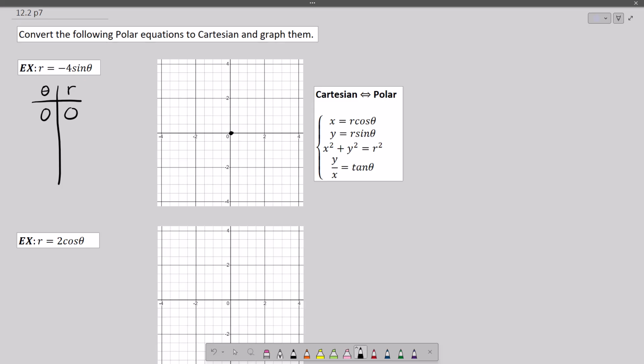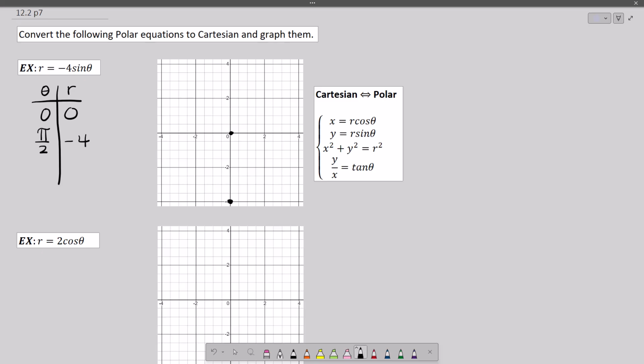Now let's just do our rotation. Rotating around, let's go up to pi over 2. Sine of pi over 2 is 1. 1 times negative 4 is negative 4. So at pi over 2, we come up to here. Pi over 2 is pointing north. But then our point is negative 4, so we have to bounce down there.